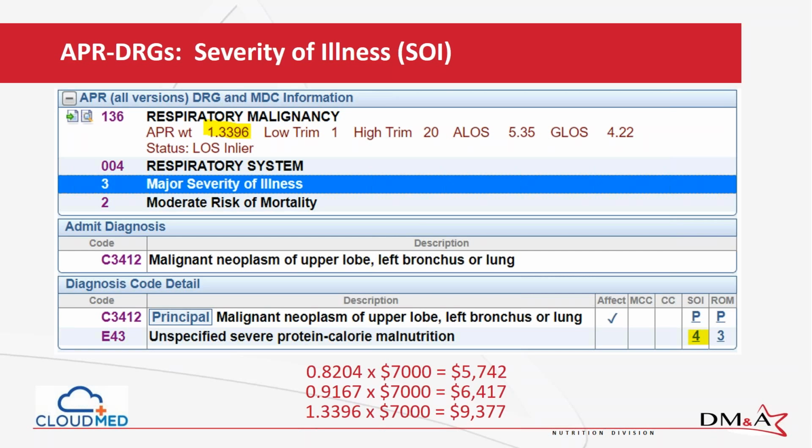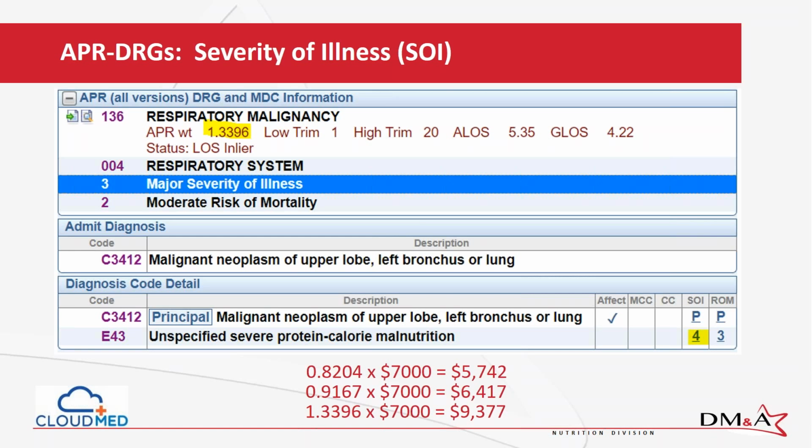So here's the example of adding the severe protein calorie malnutrition to the same scenario, the E43. And even though the SOI is 4 for that individual diagnosis code, you can see that the overall severity of illness for this case, which is in that blue bar there, is now sitting at 3, and it didn't bump it all the way up to 4, right? Because you'd need some more weights of other significant conditions to get it to that 4.